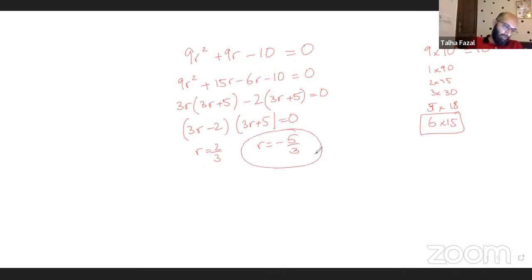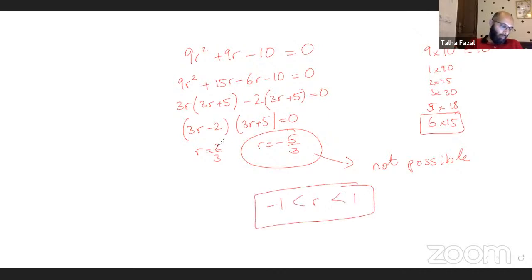Now, negative 5 over 3 is actually not possible. The reason is that since you are trying to find the sum to infinity, the value of r has to be between -1 and 1. So the only solution is r equals 2 over 3, which is the correct answer for this question.